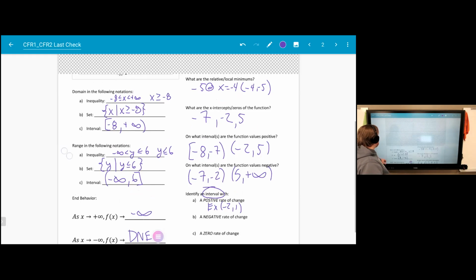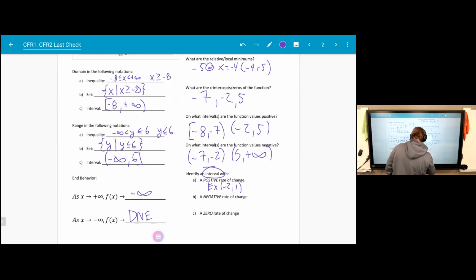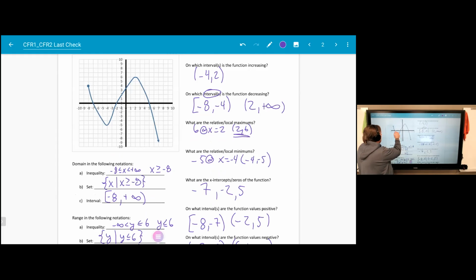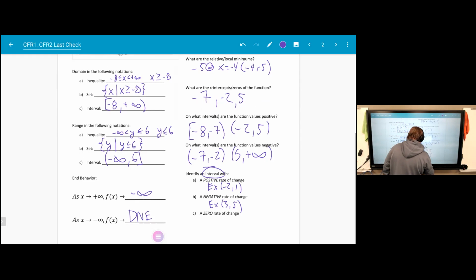A negative rate of change, pick 2 points where it's going down. How about that one and that one? So from 3 to 5 in x, that's going down. That's, again, just an example. 0 rate of change, the way I like to do this the best, 2 consecutive x-intercepts. So from -7 to -2, if I drew the line between those, that would be a 0 rate of change.